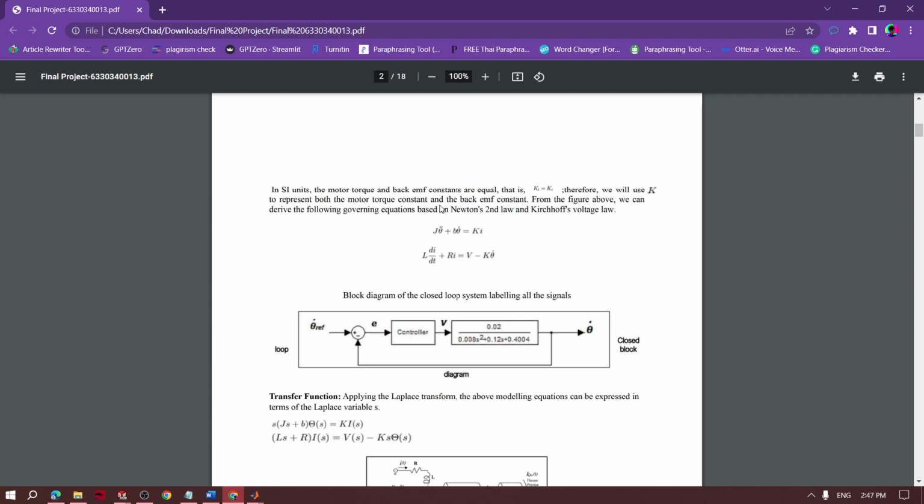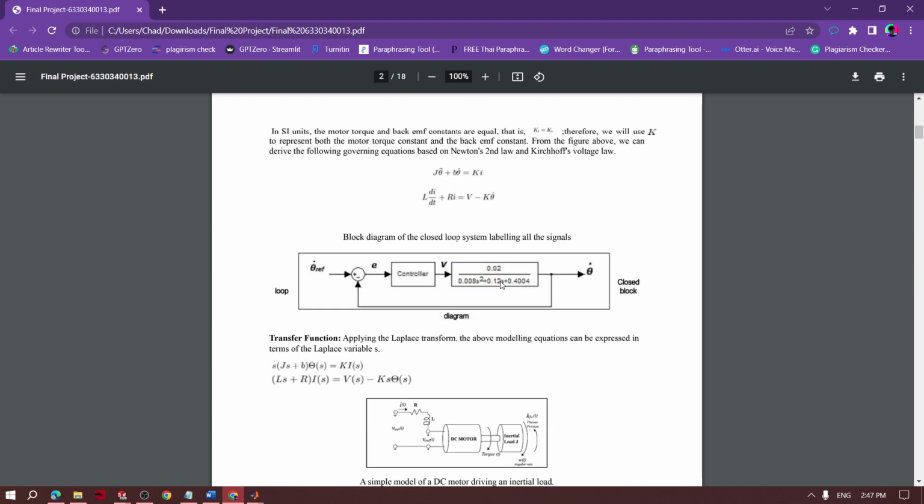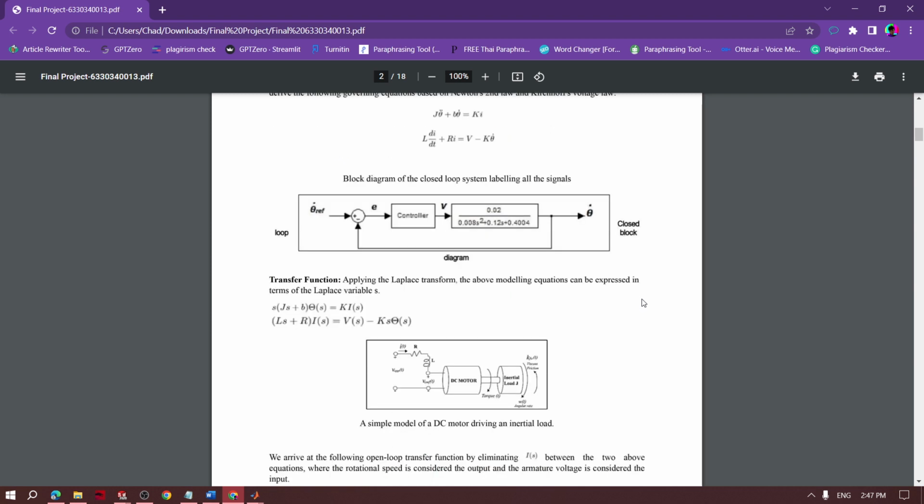So as you can see in the picture, this is Newton's second law and Kirchhoff's voltage law. The block diagram shows the closed loop system with all the signals labeled. As you can see, the loop is from the reference to positive and negative. And this is the control diagram going to the closed loop block.